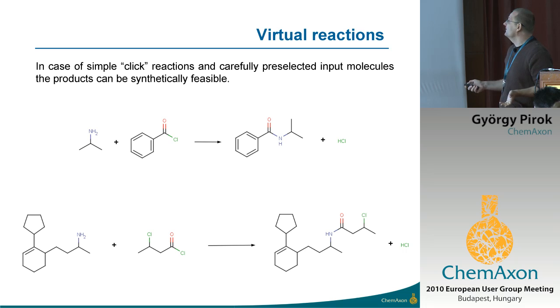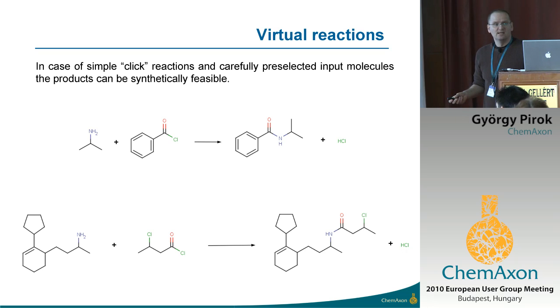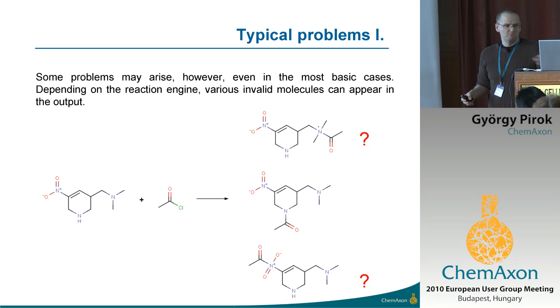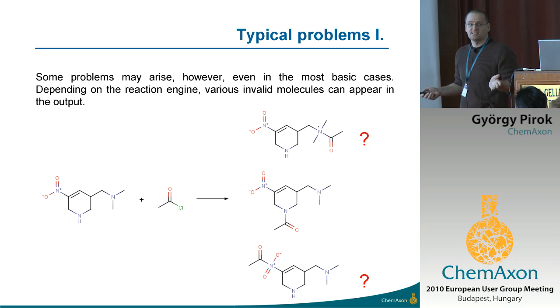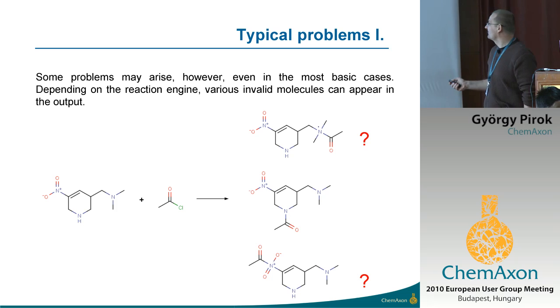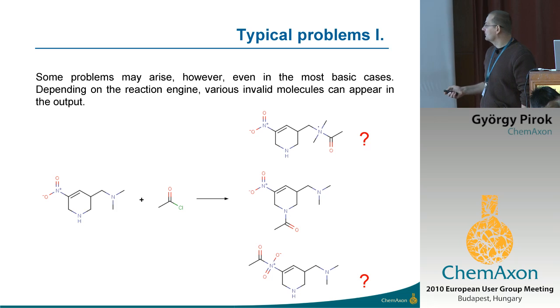The other is, if we run this reaction with simple molecules like isopropylamine and benzoyl chloride, you will get the expected product, and with this other example as well. However, if you have even a selected library of reagents, you might get some strange products. So this is what we could expect from this nitro compound that we would like to acylate here, but actually the software acylates this nitrogen as well, and also the nitro group nitrogen.